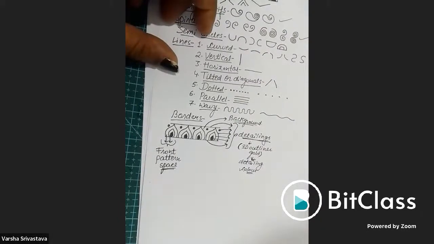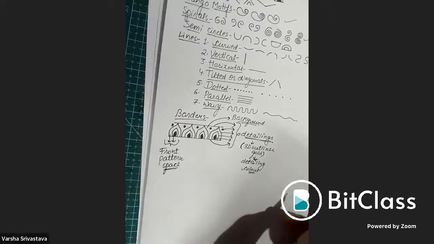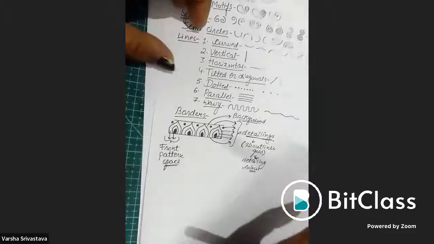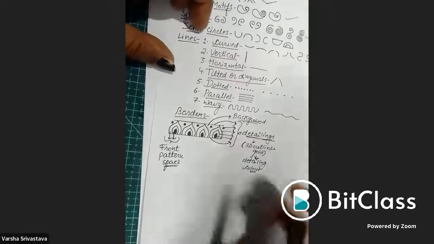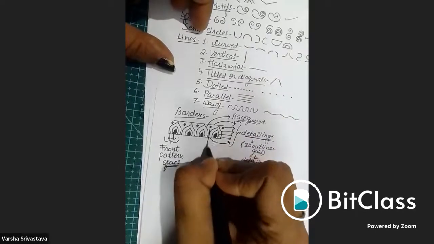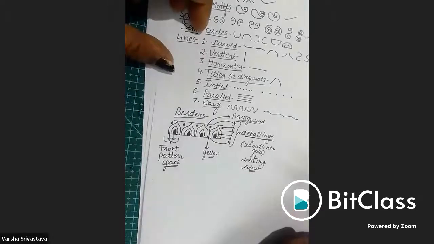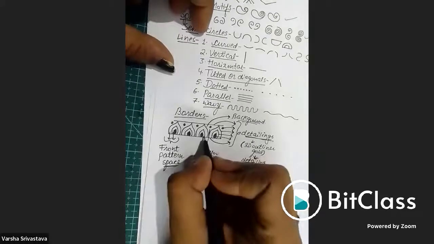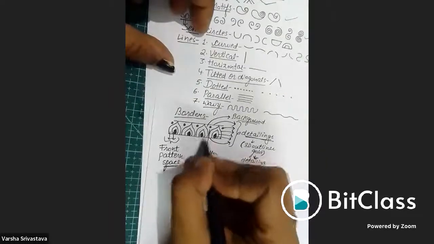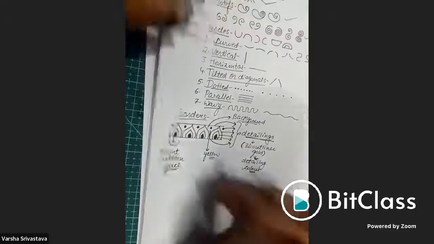Clear? Now, suppose I'm using a light color as the base color in the background. So between this space, this is the background. If I'm using yellow as the light color, and that is the base color, okay, I'll just zoom up, don't worry. Then in the front pattern space, I'm going to go with the dark color.